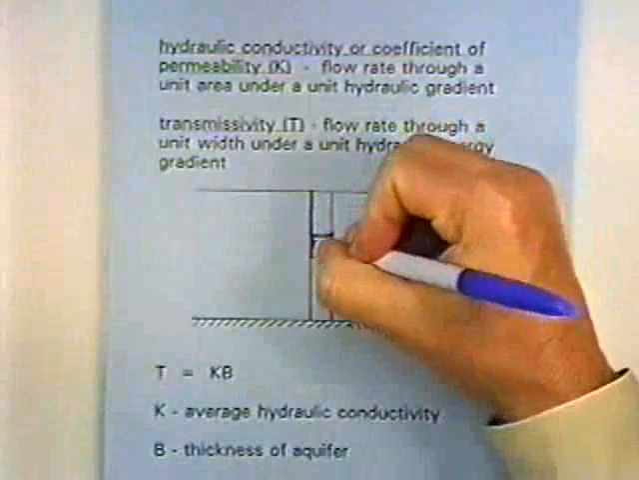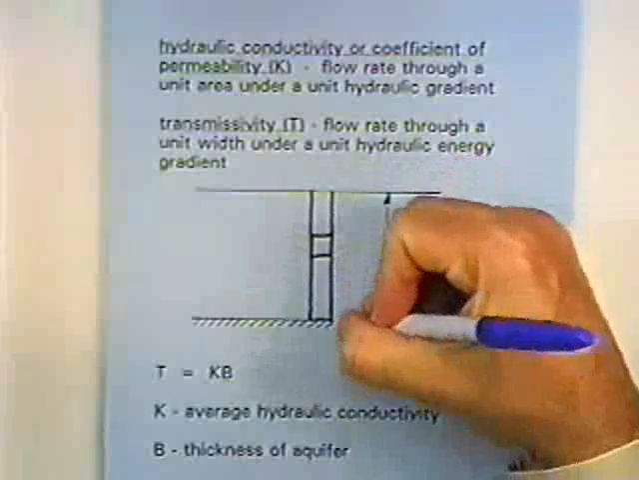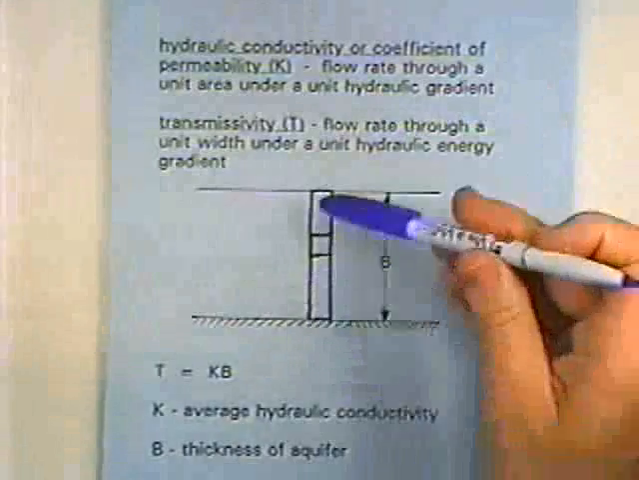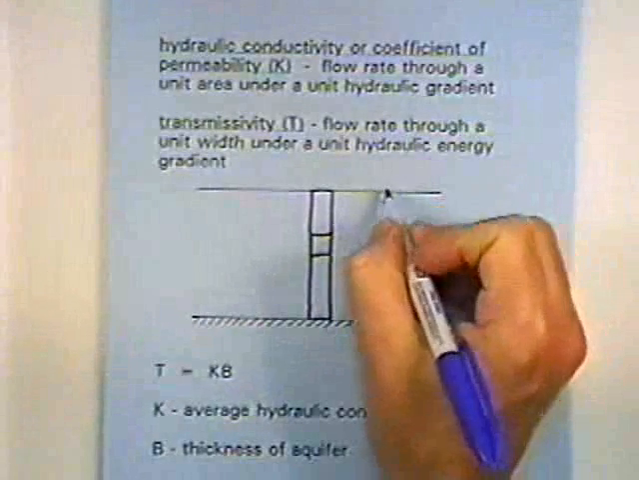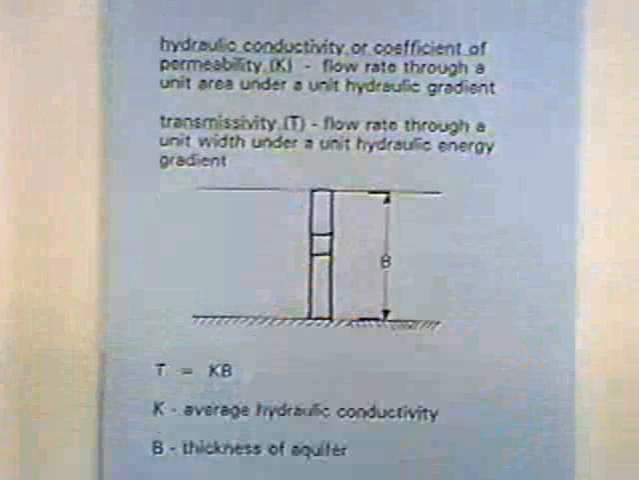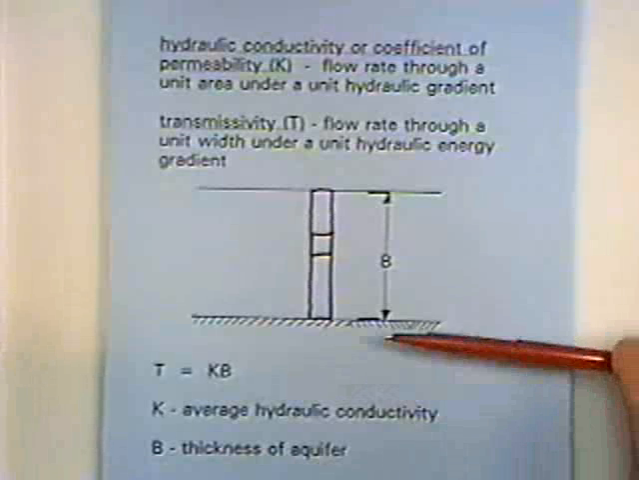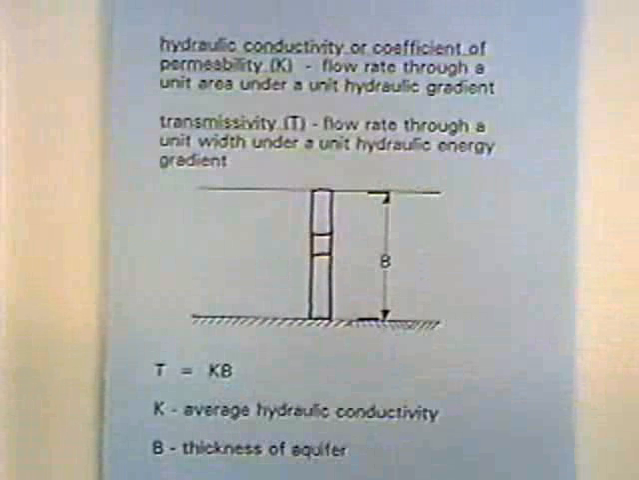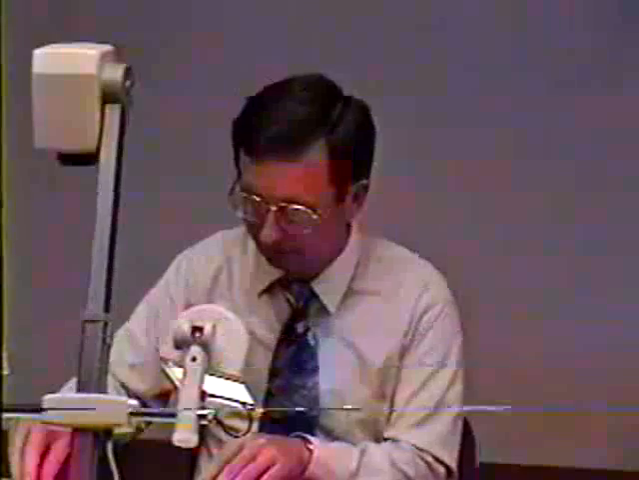If you want to express that in terms of transmissivity, transmissivity would be the flow rate through this unit width. And so again, if it's an aquifer we're looking at, this would be the top and this would be the bottom, and then the flow rate through that unit width would be the transmissivity. And so the transmissivity is just the vertical depth of the aquifer times the coefficient of permeability, the hydraulic conductivity.